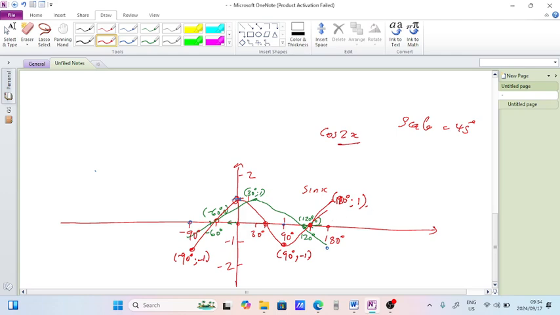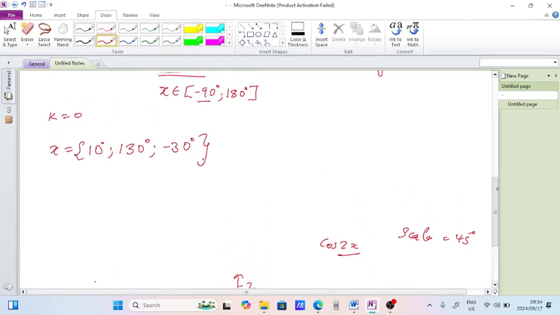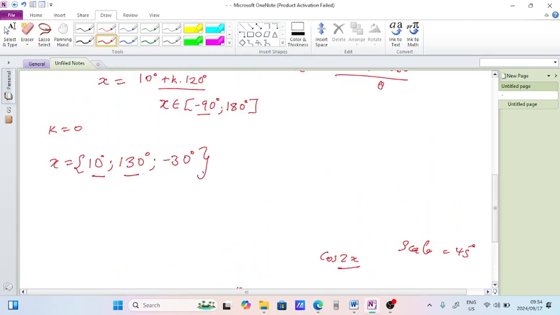So now these are the two graphs that we are looking for. And then how many intersections in this interval? How many intersections do you see there? How many? 3. Hence, how many solutions? 1, 2, 3.